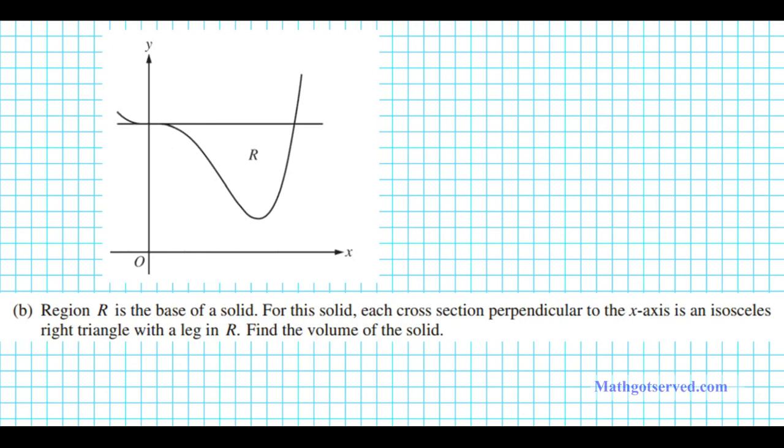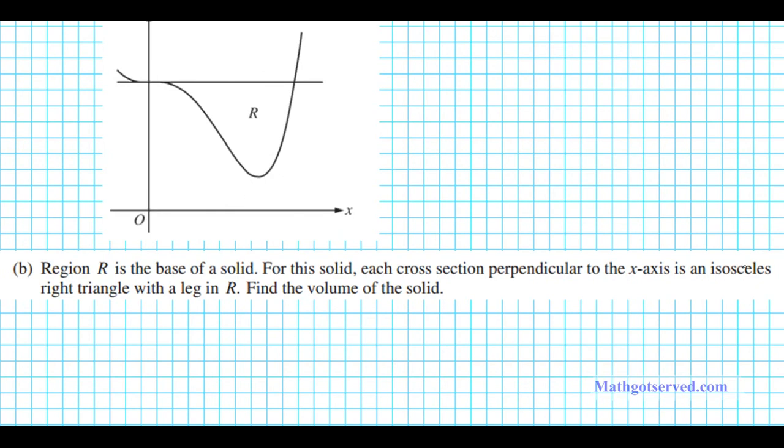All right, let's take a look at the B part. So for part B, it says region R is the base of a solid. For this solid, each cross-section perpendicular to the x-axis is an isosceles right triangle with a leg in R. Find the volume of the solid. So in this situation, of course, we want to write down our formula because it's going to guide our problem-solving process.